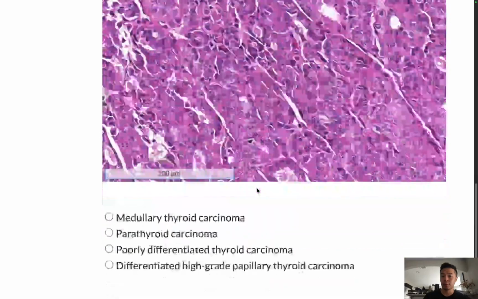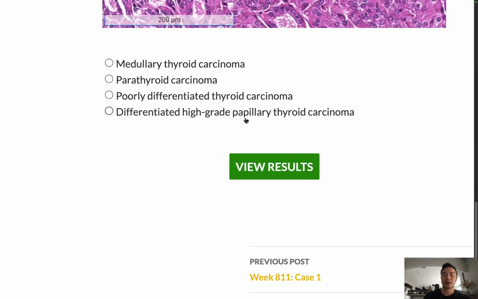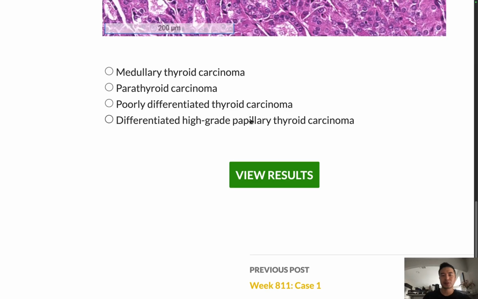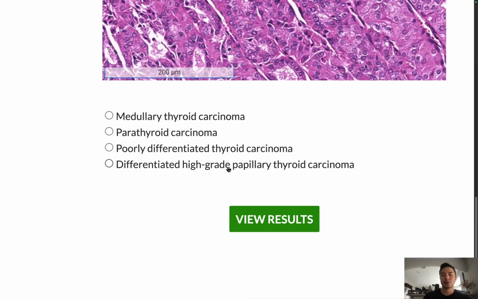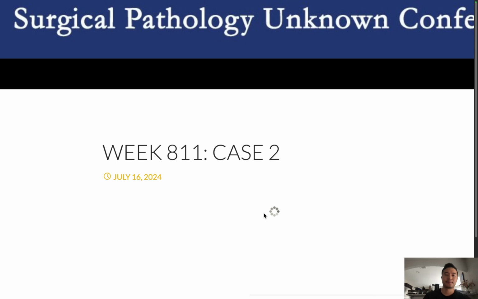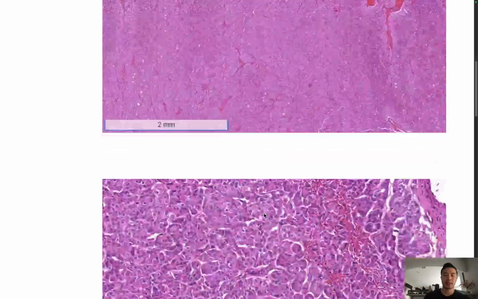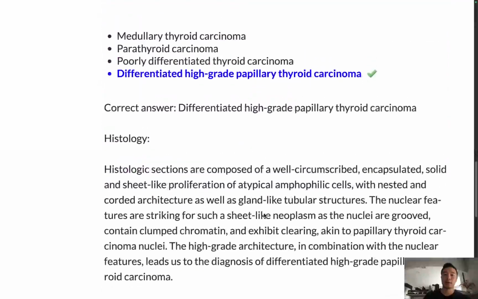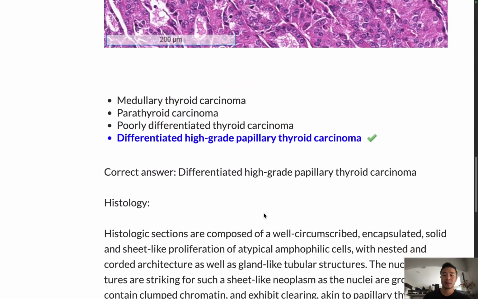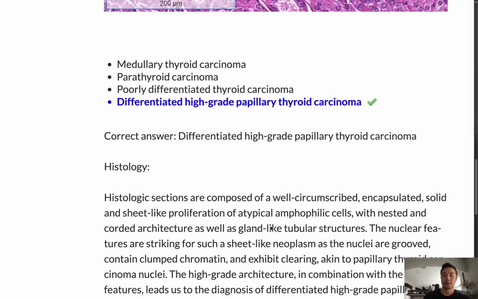A differentiated high-grade papillary thyroid carcinoma meets some criteria of Turin, but it has features of either PTC, like nuclear features or architectural features, and or follicular carcinoma. So it has a little bit poorer prognosis than poorly differentiated thyroid carcinoma. They're related, and this is the new WHO 5th edition entity. So definitely tricky, and one that, if I weren't sure, I would send out to a head and neck specialist.